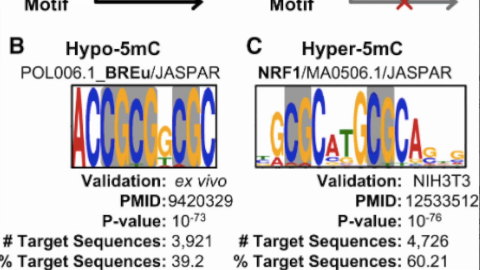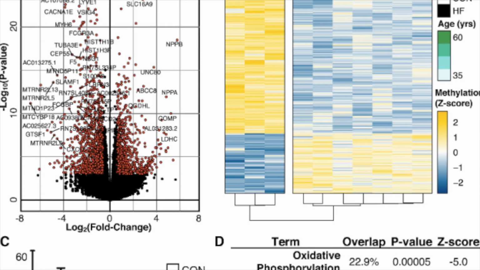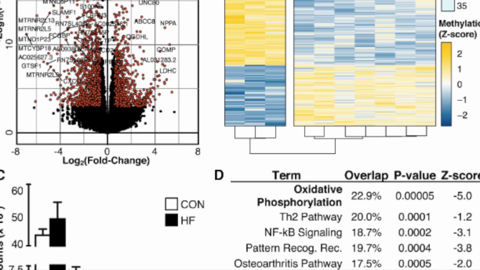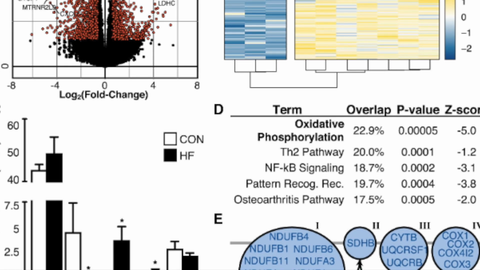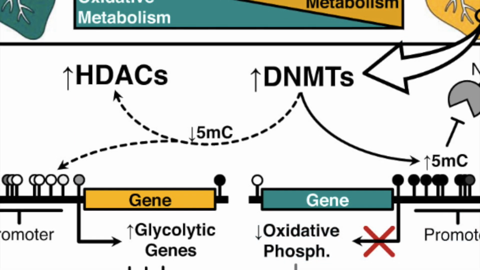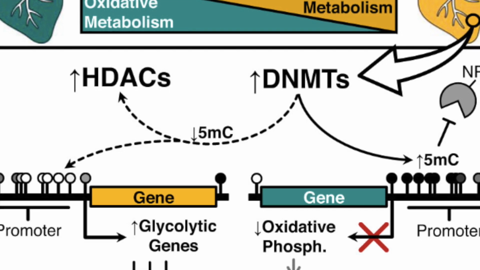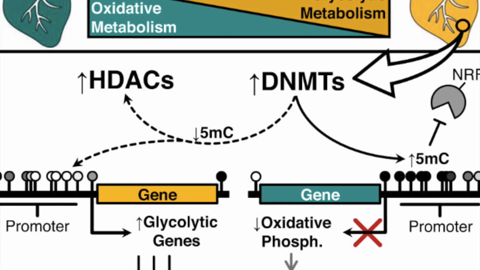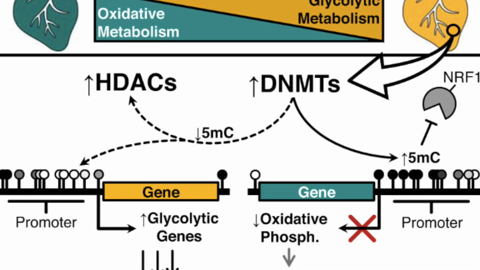Hypermethylated promoters were associated with genes involved in oxidative metabolism, whereas promoter hypomethylation enriched glycolytic pathways. Overexpression of plasmid-derived DNA methyltransferase 3A in vitro was sufficient to lower the expression of numerous oxidative metabolic genes in H9C2 rat cardiomyoblasts. They identified binding site competition via hypermethylation of the nuclear respiratory factor NRF1 motif and established upstream regulator of mitochondrial biogenesis.